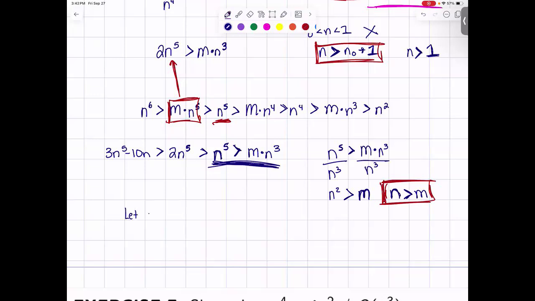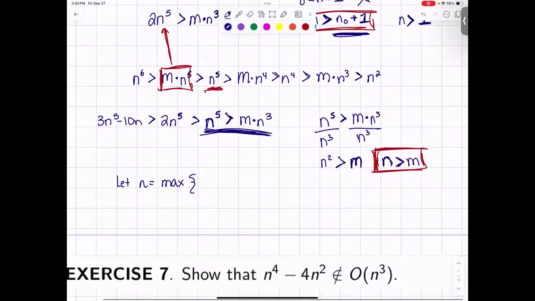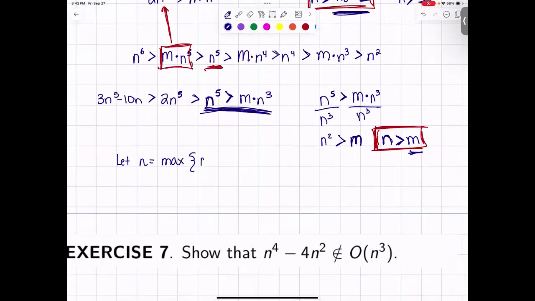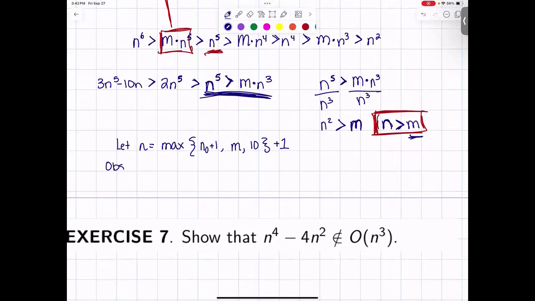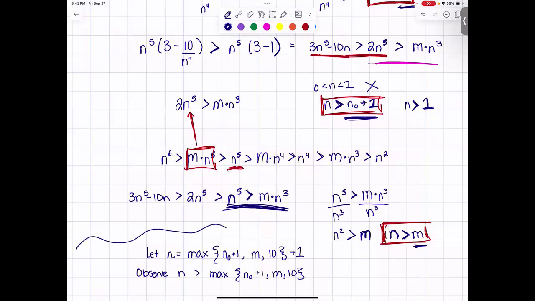So what we've now come up with is that we can let n equal the maximum between our highlighted values. We have an n naught plus 1, we have a 10, and we have an m. So we can say n naught plus 1, we can say m, we can say 10, and then we can put that plus 1 over here. So then we can observe that n is going to be greater than the maximum of those 3 terms without the plus 1 at the back. Now, I'm not going to show the whole proof because I've done a few of them like that. But at this point, this is where your official proof would have started.